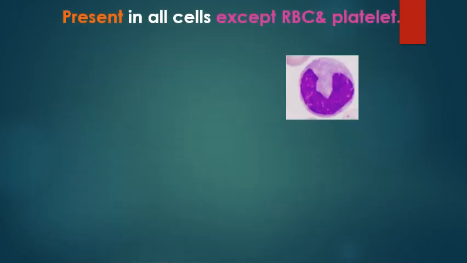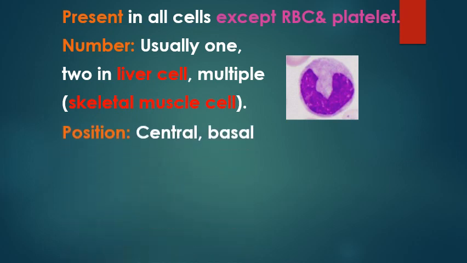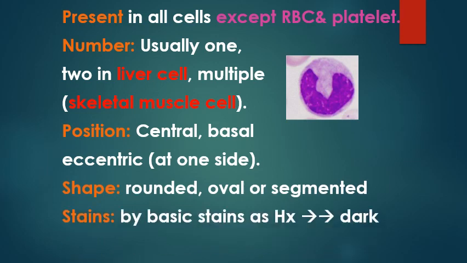The nucleus is present in all cells except the RBCs and the platelets. The number of nuclei is usually one. In the liver we might have two, and in the skeletal muscle multiple nuclei. Position may be central, basal, or at one side, eccentric. The shape may be rounded, oval, or segmented.